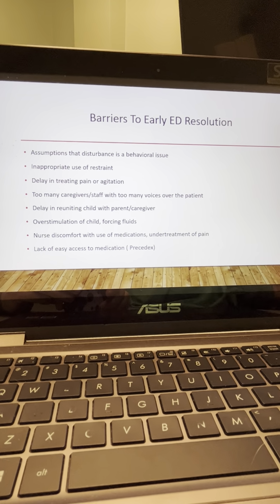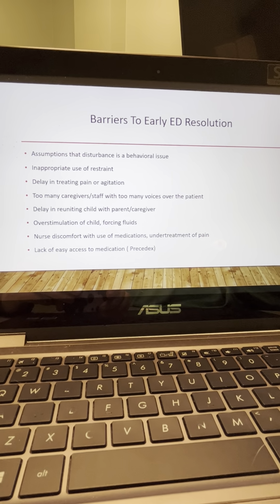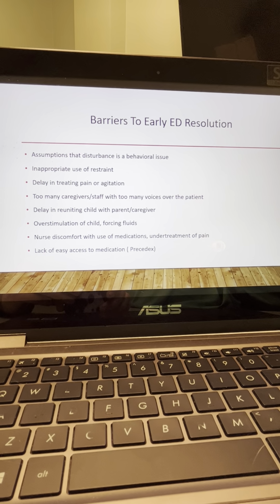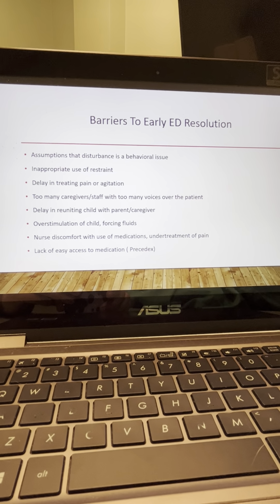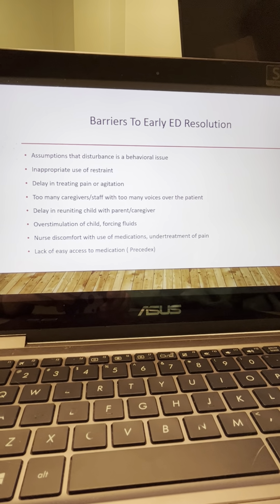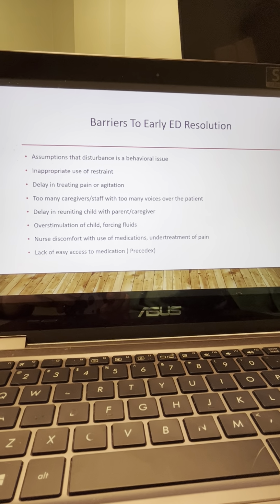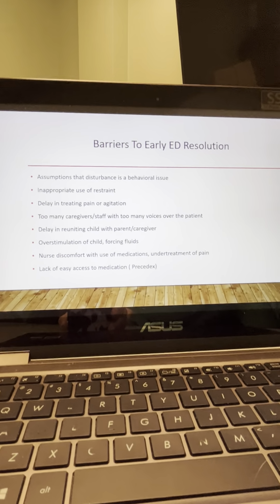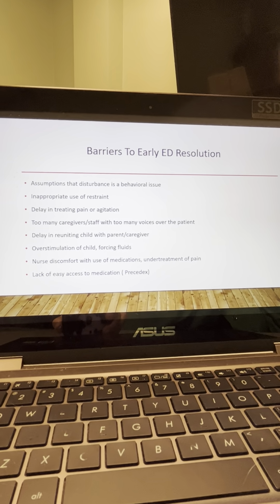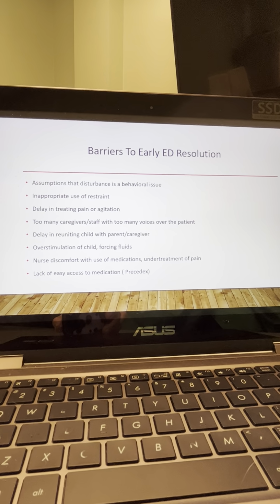So barriers to early resolution. Assumptions that the disturbance is a behavioral issue. Oh, this kid's just a crazy kid. No, don't assume, because if they're not clicking, it could be delirium. Inappropriate use of restraint. You do not want to restrain a child. You have to keep them safe, but don't restrain their arms unless they're hitting themselves. It's always a little less disturbing for the child.